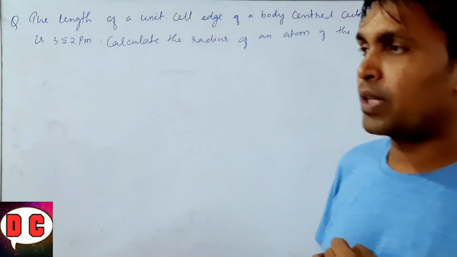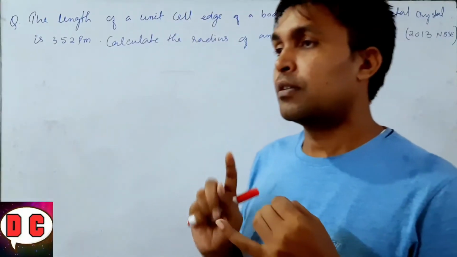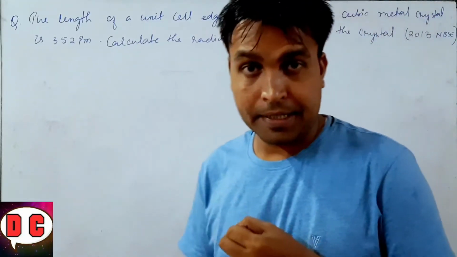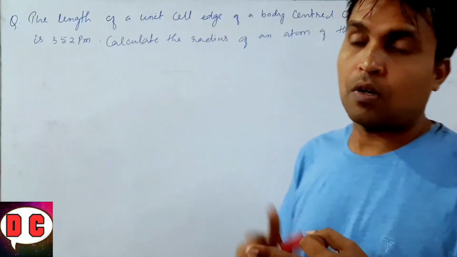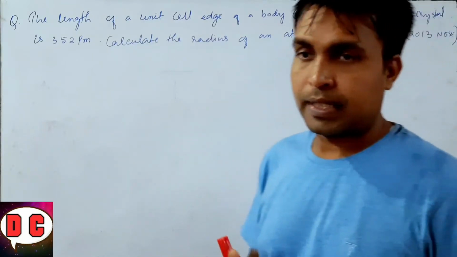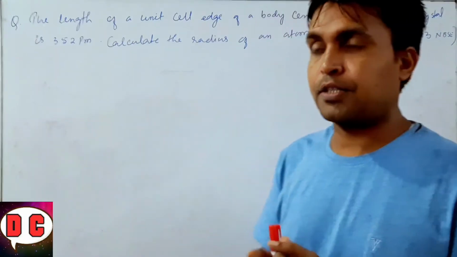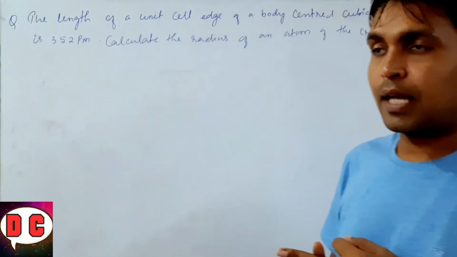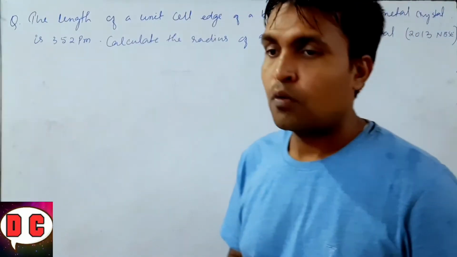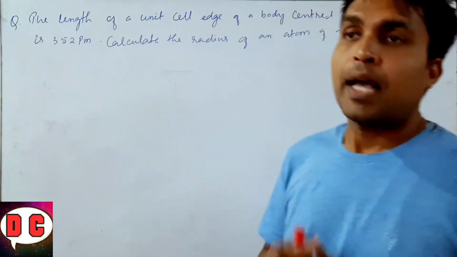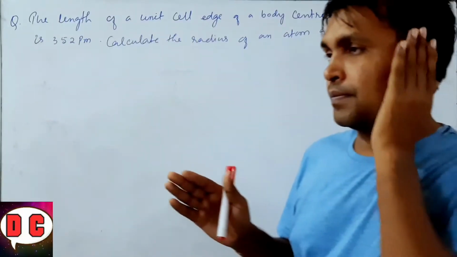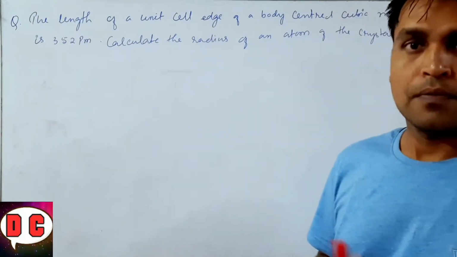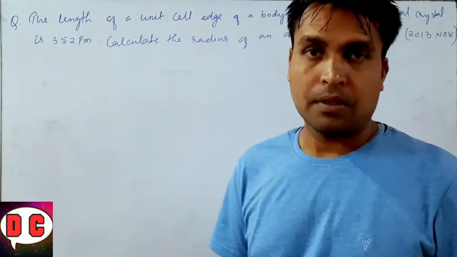In the last class we discussed the relations between edge length, radius and diameter of a crystal lattice. We have done some questions on it, as well as some NEET examination question paper questions. A few questions we have solved, right?